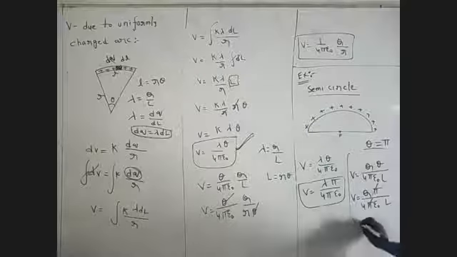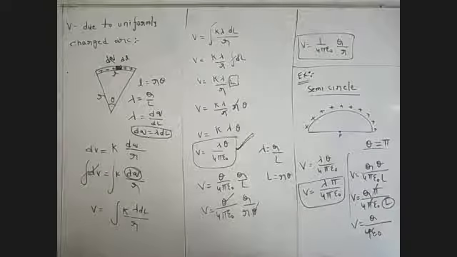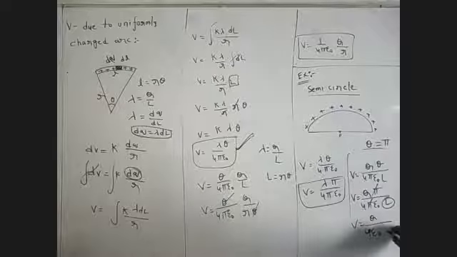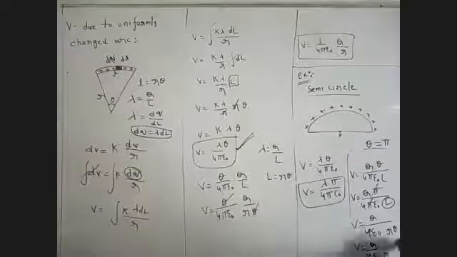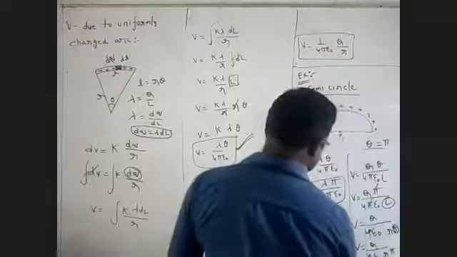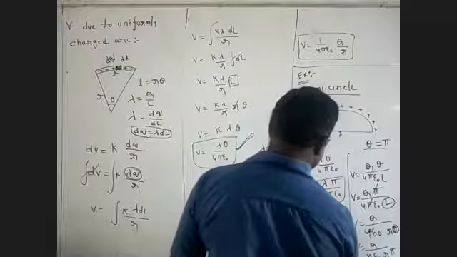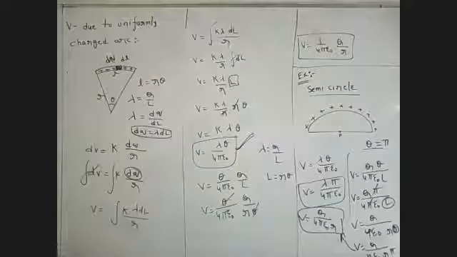Pi cancels. V is equal to Q by 4 epsilon naught L. What is L? L means R theta, and theta is pi. So what are we getting? V is equal to Q by 4 pi epsilon naught R. This is your answer.